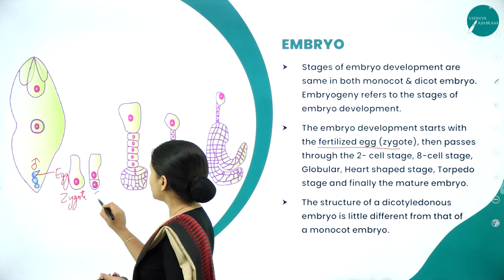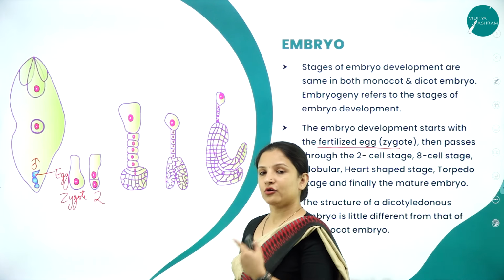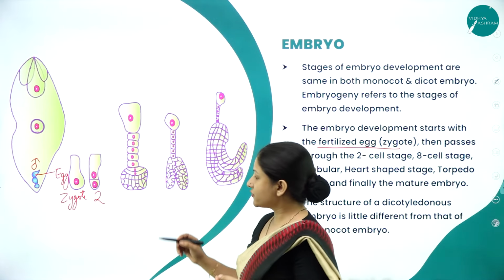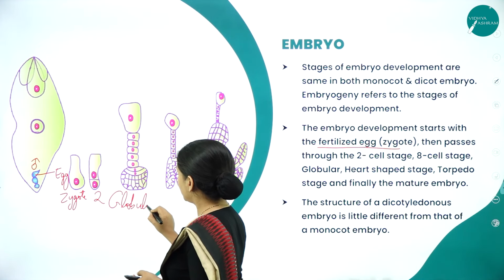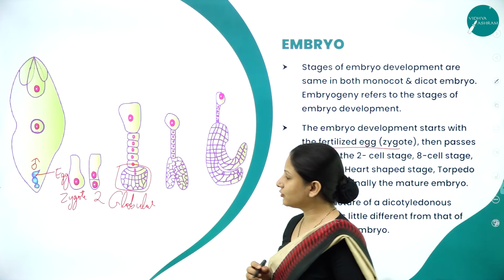It will form a two-celled stage. That two-cell stage again undergoes division to form 8-cell stage. Then it will undergo division again to form the globular stage. This looks like a globe. See this portion, it looks like a globe. So that is why it is called globular.